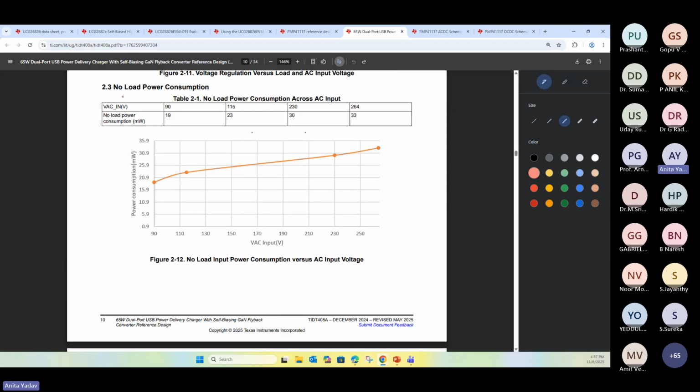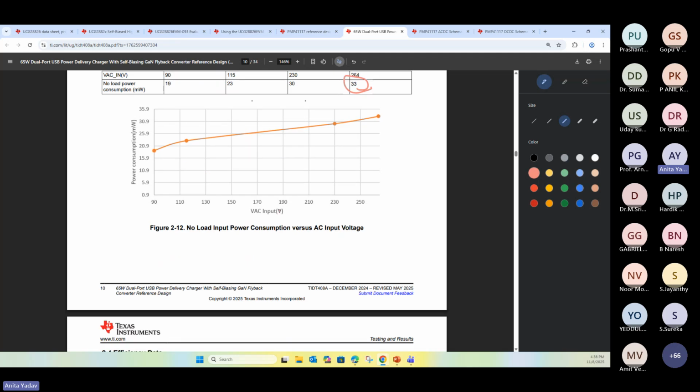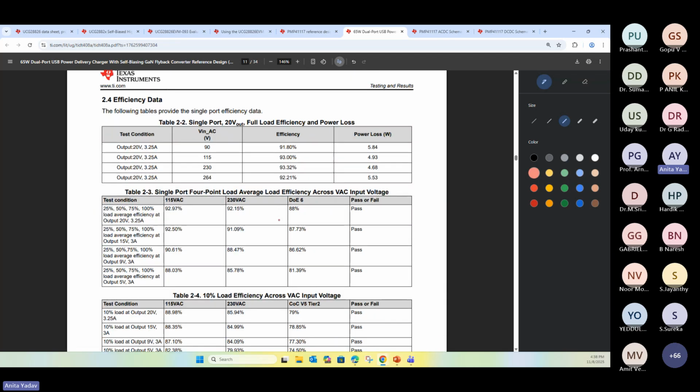Then no load power consumption. The other term which we use is the standby power. Standby power means when you connect it to the input but you are not connecting the load, then how much power it's consuming. So we can see that at 90 volt AC we are consuming 19 milliwatt, 115 volt 23 milliwatt, 230 volt 30 milliwatt, and high line 264 worst case 33 milliwatt. So this is very good, very little standby power consumption.